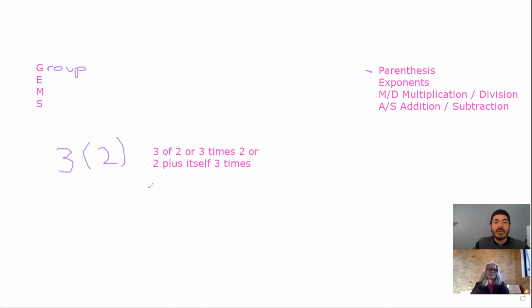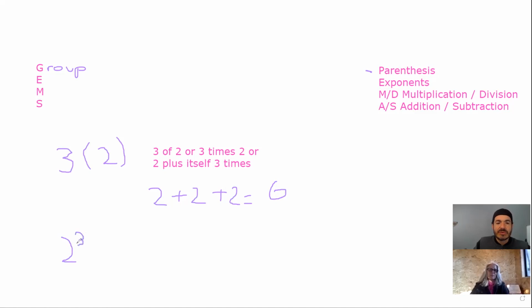Pull up my whiteboard. So we would have 2 plus 2 plus 2. And that would give us 6. So what goes on with an exponent? What happens if I were to say 2 to the 3rd power?